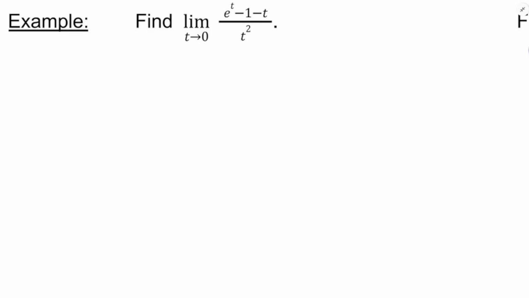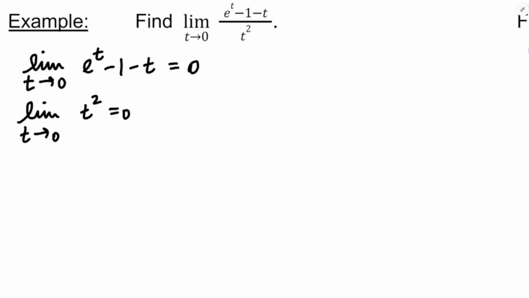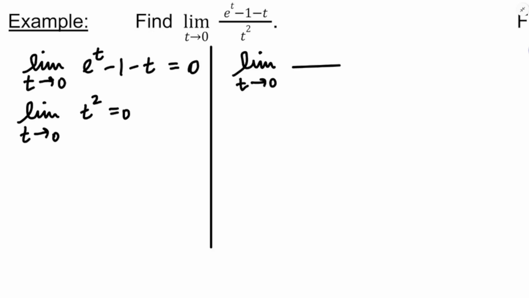Okay, so I'm going to evaluate the limits separately. I'm going to say the limit of the numerator is 0, the limit of the denominator is 0, so I'm going to apply L'Hopital's rule. And so I'm taking the derivative of the top, that's the derivative of e to the t is e to the t, minus 0, minus 1, divided by the derivative of t squared, that's going to be 2t, and then I'm going to reevaluate.